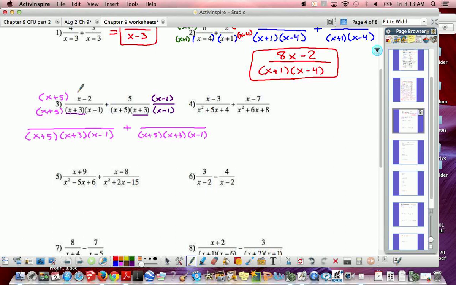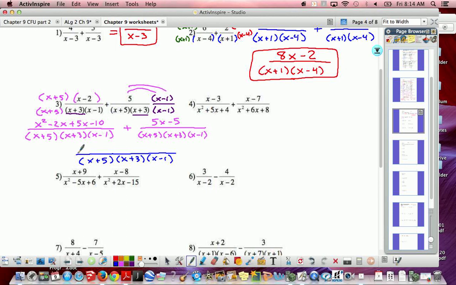So now I need to FOIL on the first one. So I have to multiply the first, so you get x squared, outside is minus 2x, inside is 5x, last is minus 10. On this one, I just have to distribute the 5, so I have 5x minus 5. So now, for my final answer, my denominator stays the same, because now I can add these two fractions together since the denominators are the same. That was the whole point.